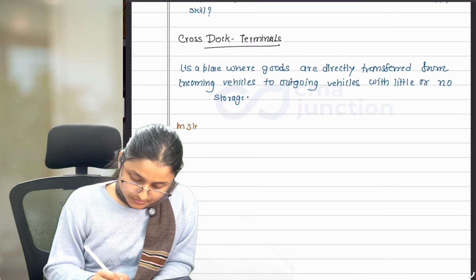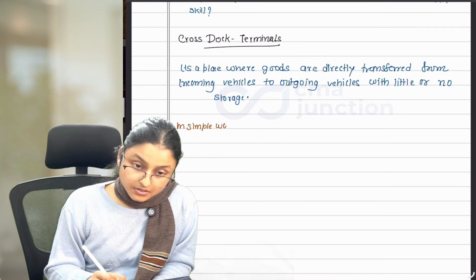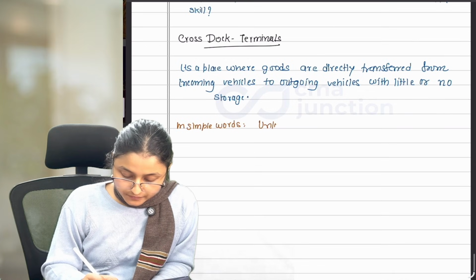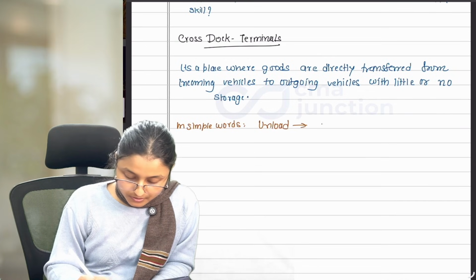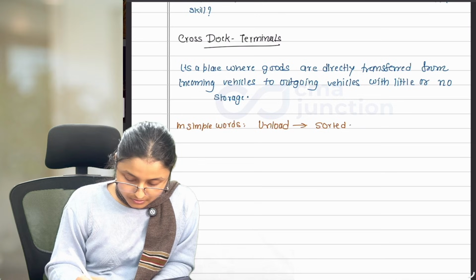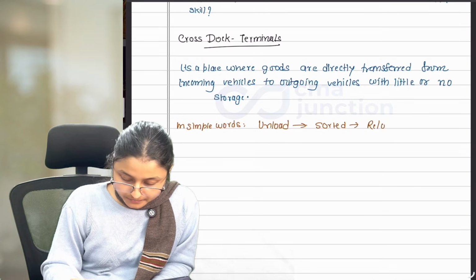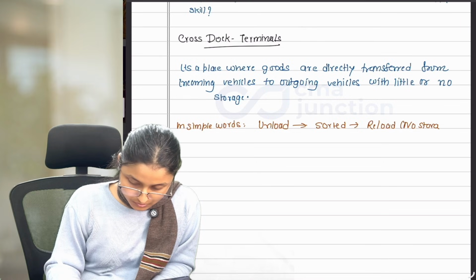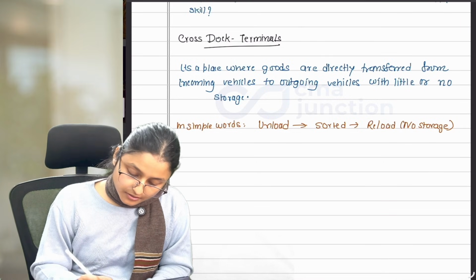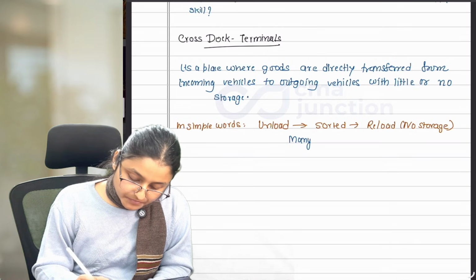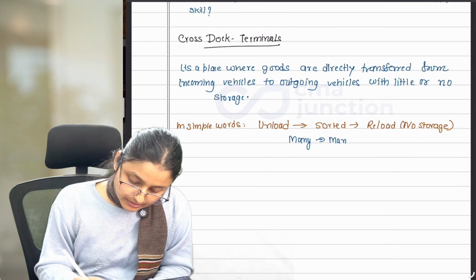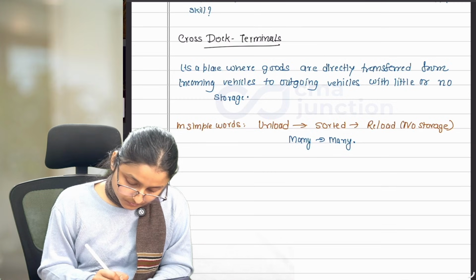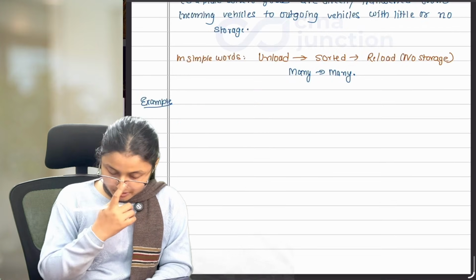In simple words, we can say that what happens here? First, the goods are unloaded, then sorted and reloaded without any storage. Here, the product is transferred from many to many. Like we can draw the example here. As we have seen the case of Walmart.